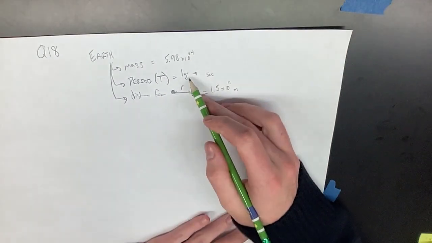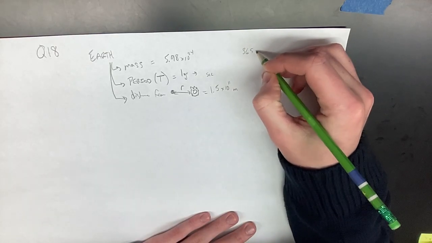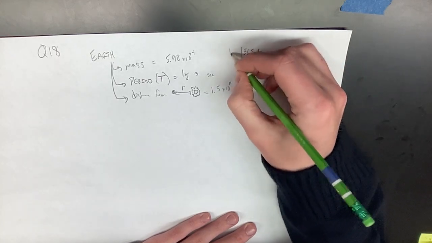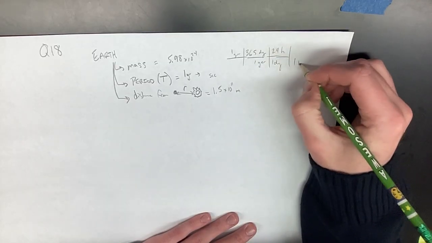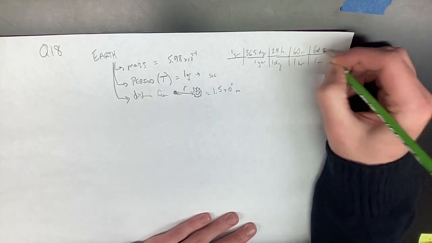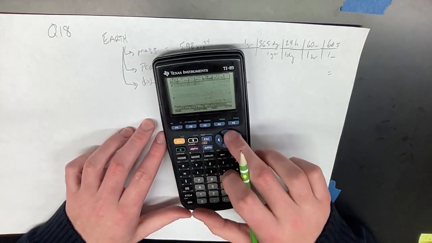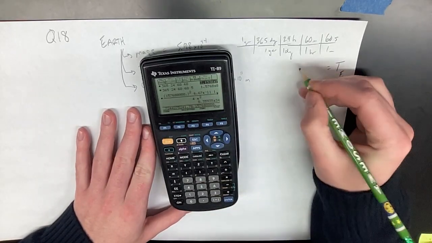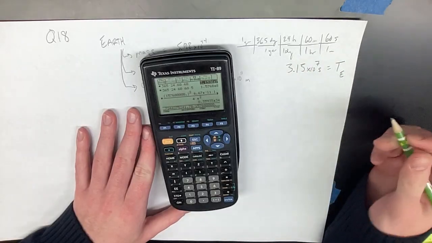So let's quickly do that conversion to figure out the period in seconds. So we've got 365 days in 1 year. 1 day has 24 hours. 1 hour has 60 minutes. 1 minute has 60 seconds. And I'm going to cheat a little bit, only in that I already did this calculation earlier. So the period of the Earth is 3.15 times 10 to the 7th seconds.